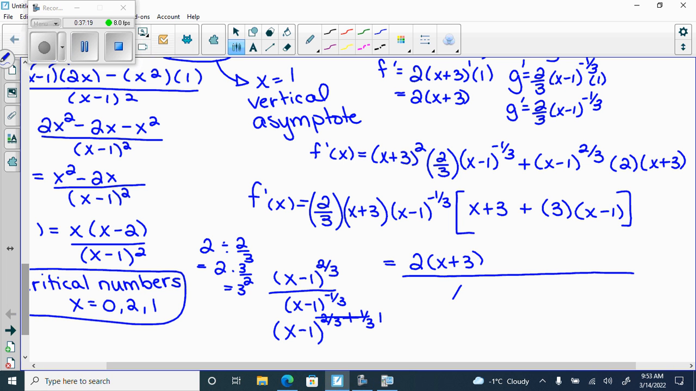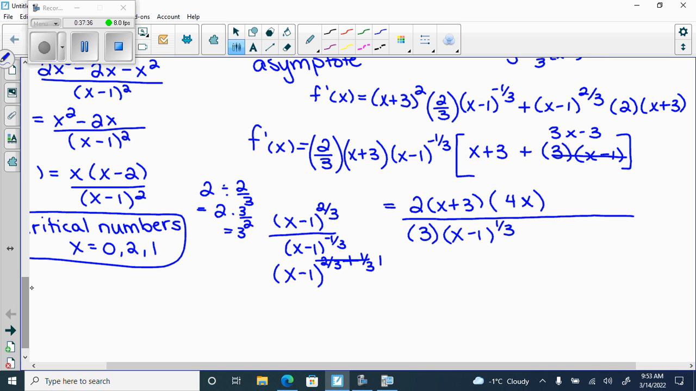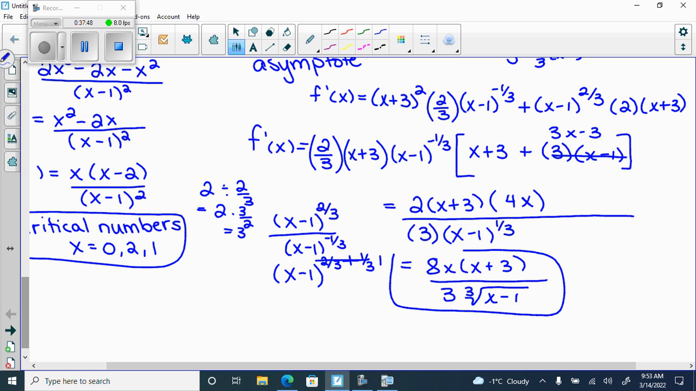So then I get an x minus 1 to the 3rd on the bottom and a 3 on the bottom. And then on the top I'm going to get x and 3x is 4x, and then the 3's cancel. Oh boy. You have to rewrite. So I'm going to get 8x, x plus 3 over 3, and then it's going to be the cube root of x minus 1. It might look like that.